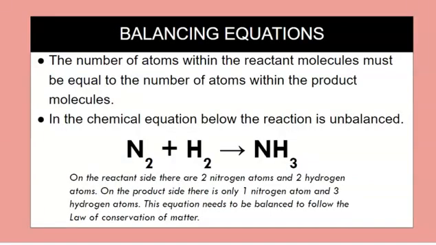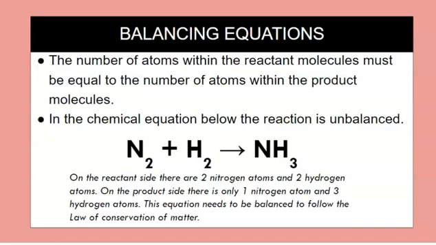When balancing chemical equations, the number of atoms within the reactant molecules must be equal to the number of atoms within the product molecules. So in the equation below, the reaction is actually unbalanced. N2 plus H2 yields NH3. Because on the reactant side, we have 2 nitrogen atoms, but on the product side, we only have 1. And on the reactant side, we have 2 hydrogen atoms, but on the product side, we have 3. This equation needs to be balanced to follow the law of conservation of matter.